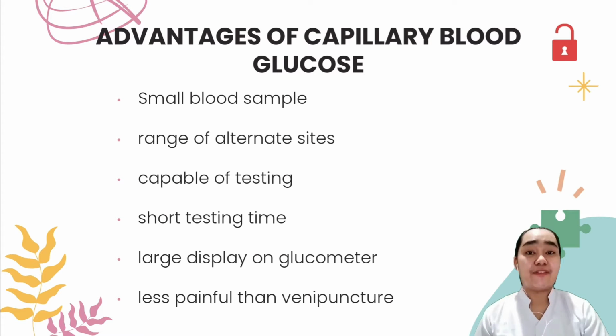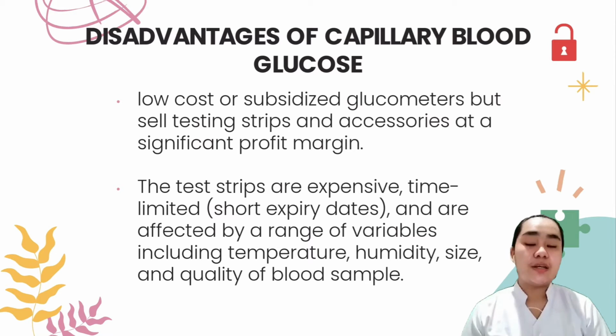Moving on, for its advantages, we have small blood sample, range of alternate sites capable of testing, short testing time, large display on glucometer, and less painful than venipuncture. And for its disadvantages, manufacturers often provide low-cost or subsidized glucometers but sell testing strips and accessories at a significant profit margin. The test strips are expensive, time-limited or short expiry dates, and are affected by a range of variables including temperature, humidity, size, and quality of blood sample.